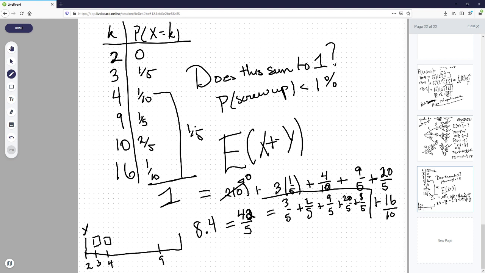I guess here, let's make this 10 so that this can be 16. And we'll put 9 here. At 9, we have a 1/5 weight. At 10, we actually have a 2/5 weight. So a lot of the weight is right here. And then here, we have a 1/10 weight. Everything's a job for MATLAB if you're creative enough, I guess.